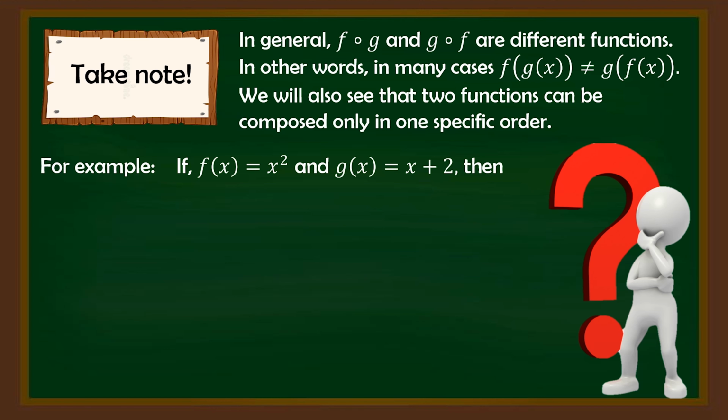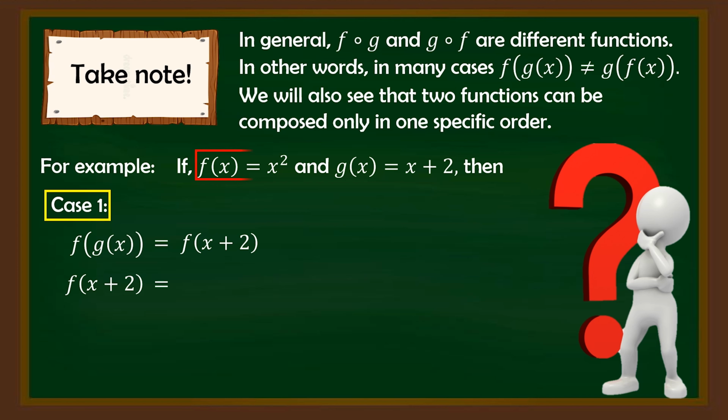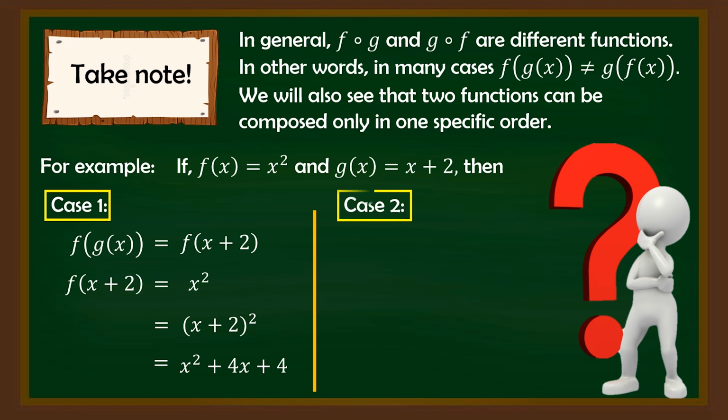For example, if f of x is equal to x squared and g of x is equal to x plus 2, then case number 1, f of g of x is equal to, replace g of x by x plus 2, which yields f of x plus 2. Since the given f of x is equal to x squared, replace x by x plus 2, which is the new input of the function f. That means we have x plus 2 squared, and expanding the binomial yields x squared plus 4x plus 4.